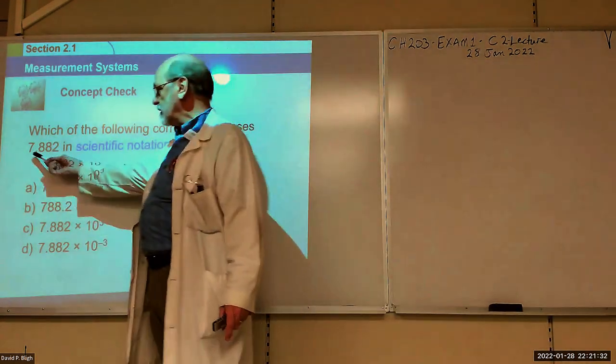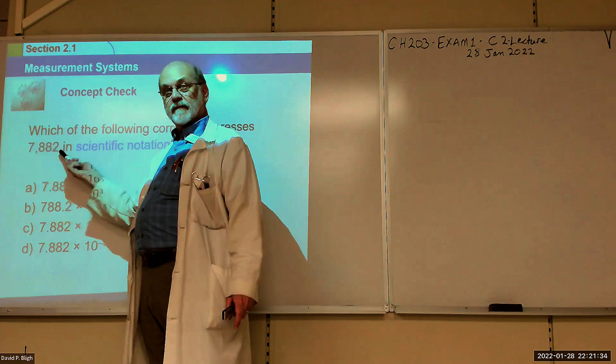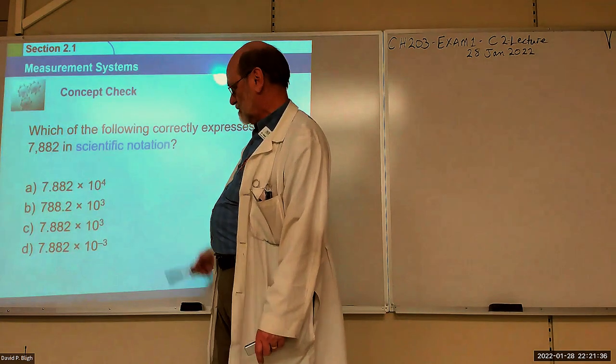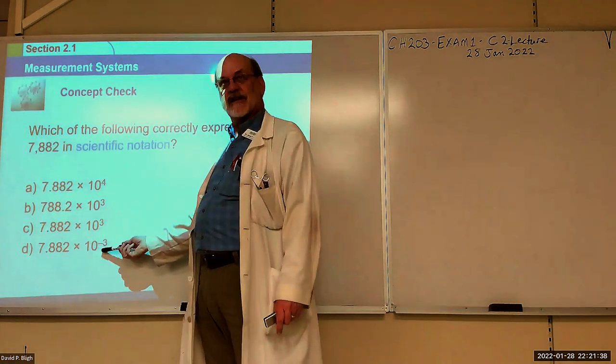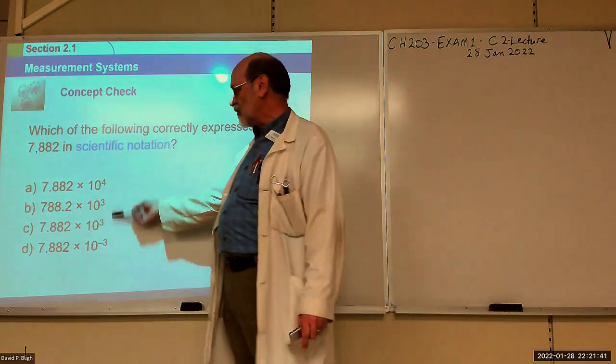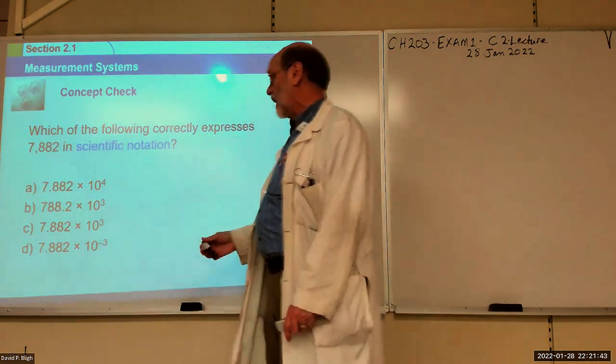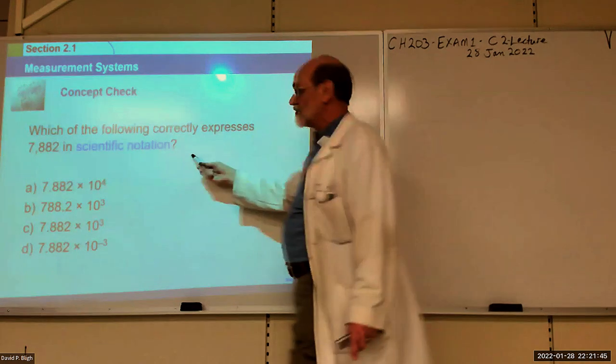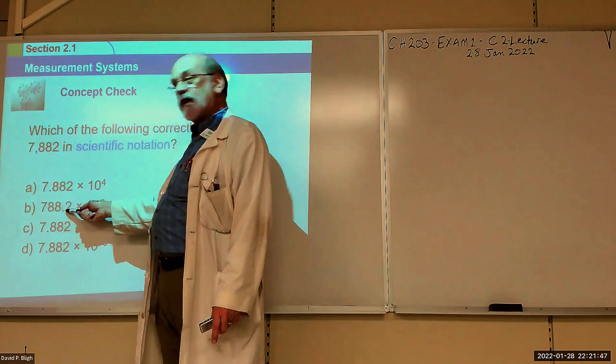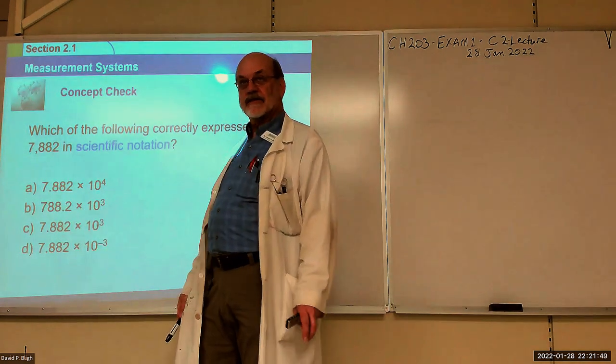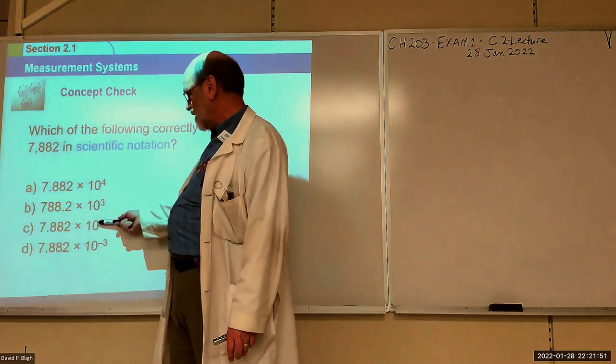With this big number, with this number positive like that, can we eliminate any of these? Yeah, throw that one out. 10 to the minus 3. So now you're down to a choice of 3. Well, if it's scientific notation, you got to throw that one out too, because that's not between 1 and 10. So it's either this one or that.